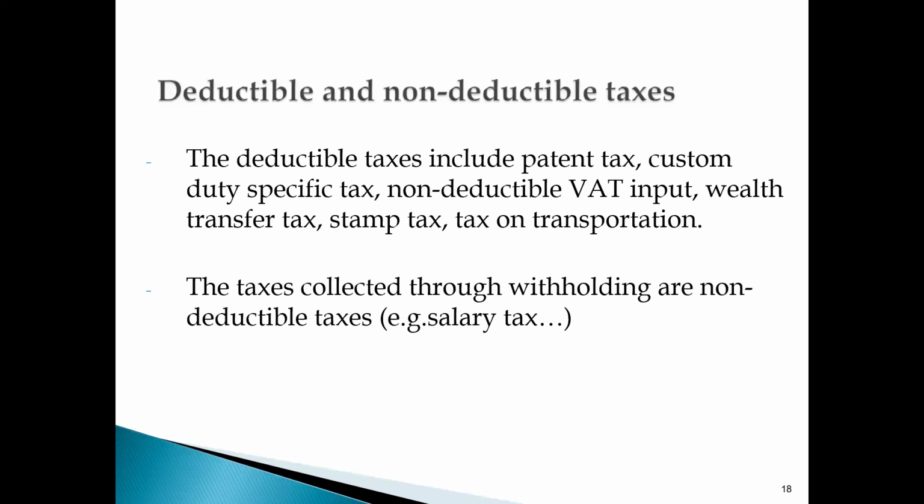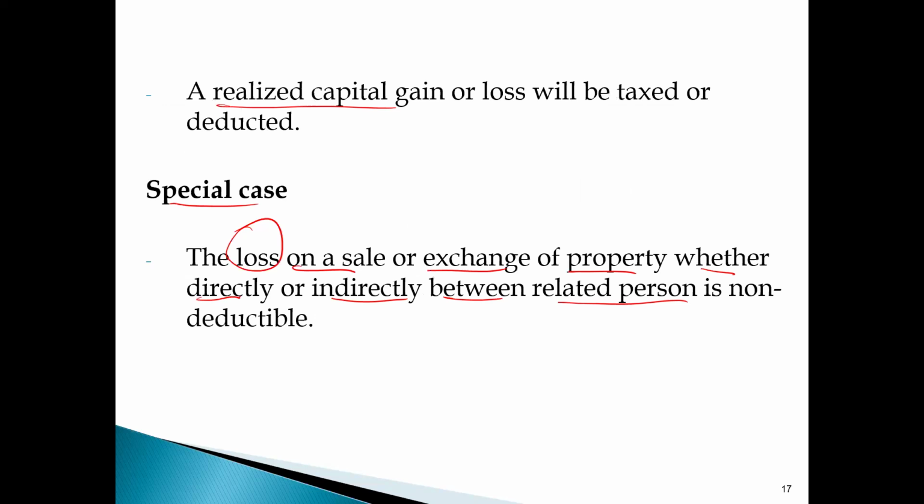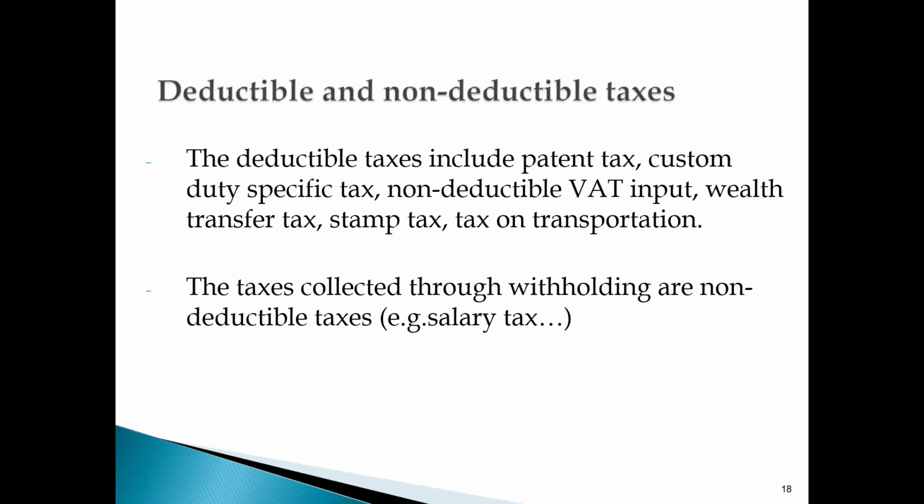This is a rule on what we call capital gain or loss. Capital gain or loss can happen from two kinds of transactions: first, realized through disposal, and second, unrealized through revaluations.